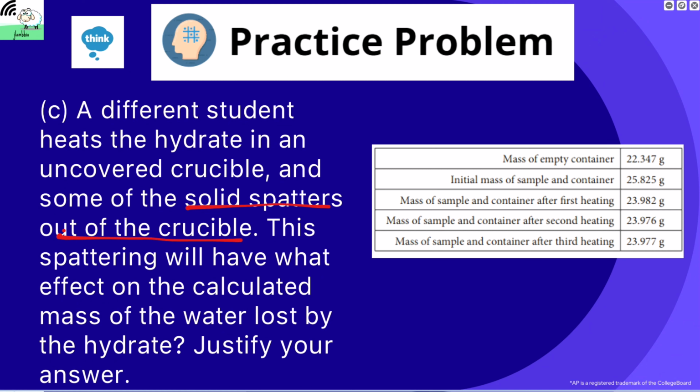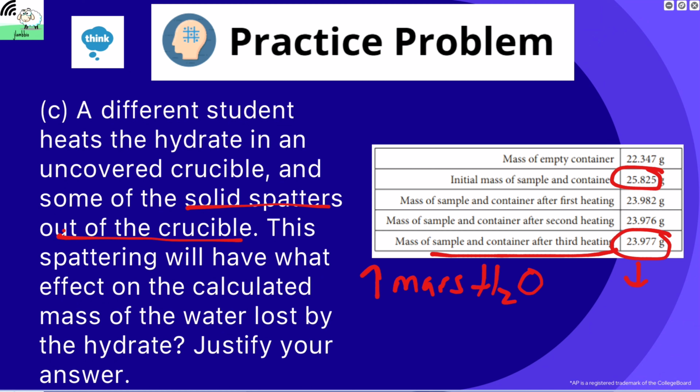So if we take a look at this information, some solid splatters out of the crucible. What I can expect is that this numerical value here, the sample in the container after the third heating, is going to be lower than what I would expect, right? If some of the solid splashes out of the crucible, that means the final mass is going to be lower than what I anticipate. Remember that we use this number and the initial mass of sample and container to determine the mass of the water. So if I'm subtracting a number that is smaller, then I can anticipate that the mass of the water that is calculated is going to be higher than what I would expect, okay?